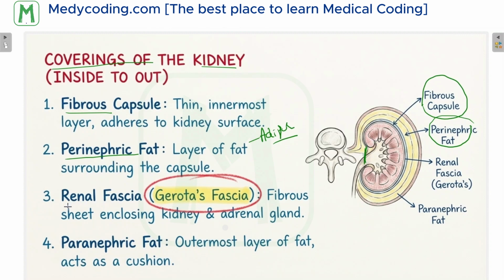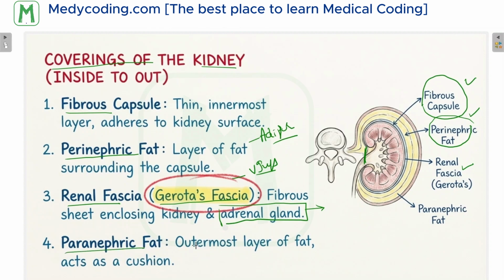The next is the renal fascia. This is very important. This is also known as Gerota fascia. This is also a covering. Three coverings we have already seen: fibrous capsule, perinephric fat, renal fascia. The renal fascia covering is enclosing the adrenal gland. The first two coverings are not enclosing the adrenal gland, but this renal fascia covering is enclosing the adrenal gland. The last one is paranephric fat.